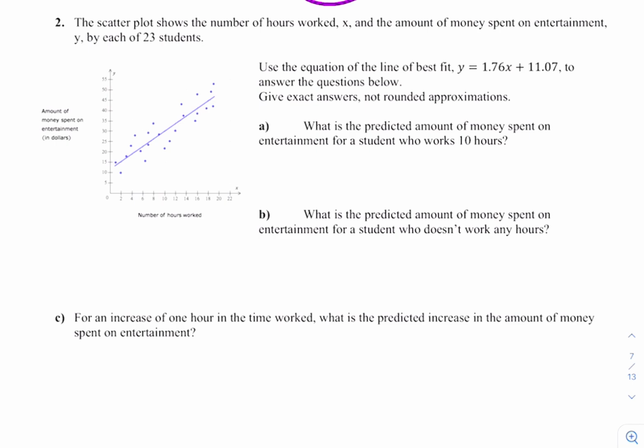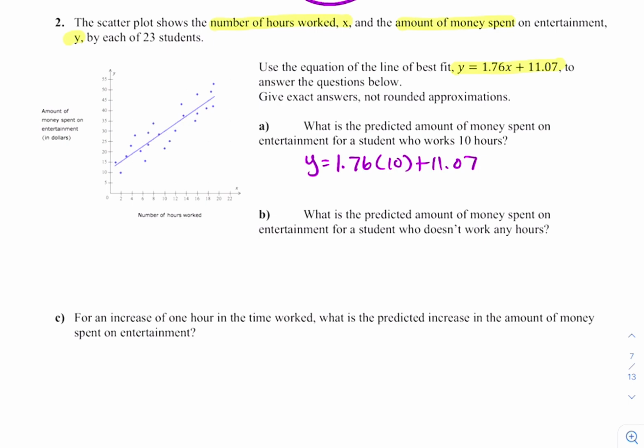So again, here is the equation we are working with. So that represents this line right here. And then our scatter plot, as we're looking at this, X is the number of hours worked, and the amount of money spent is our Y value. So again, I'm just plugging my things in for the correct variable and then simplifying. So if we are trying to predict the amount of money spent on entertainment for a student who worked 10 hours, that means I'm substituting 10 into the X and simplifying.